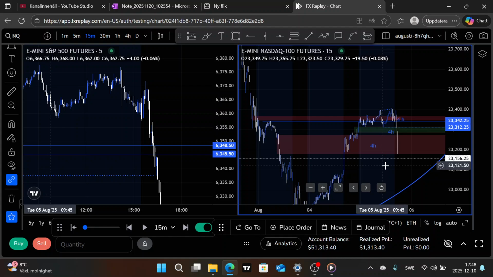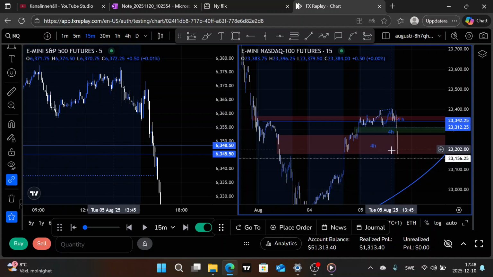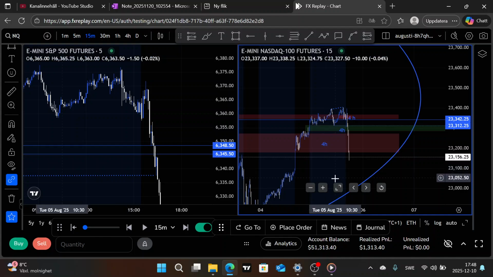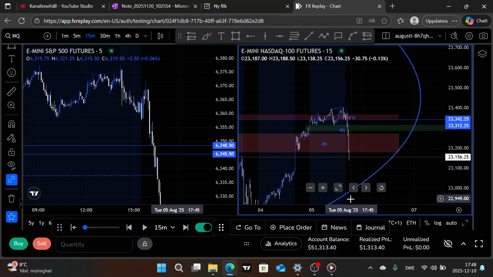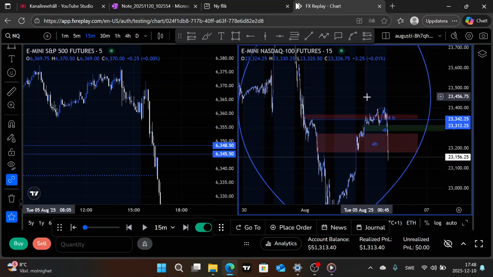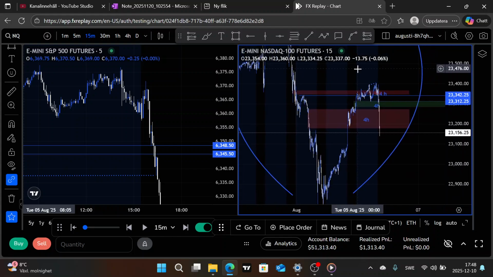Or it may be a pullback downside to then go higher. Because right now we are on the sell side of the curve according to market maker model, but I may still have no clue about market maker model, so remember that.